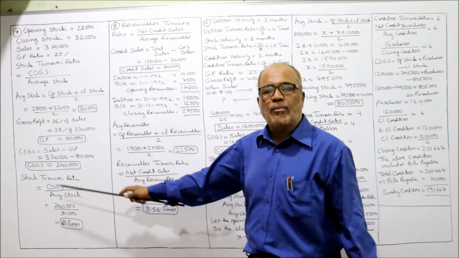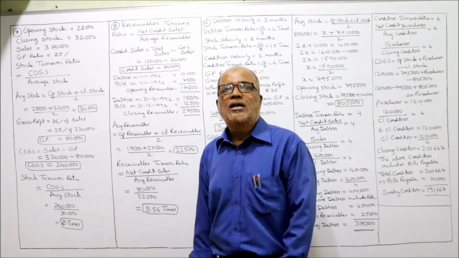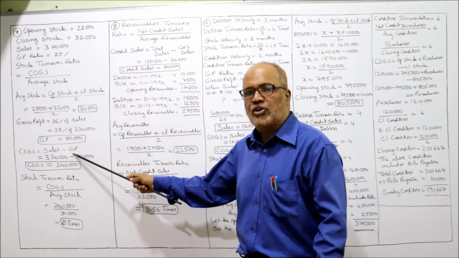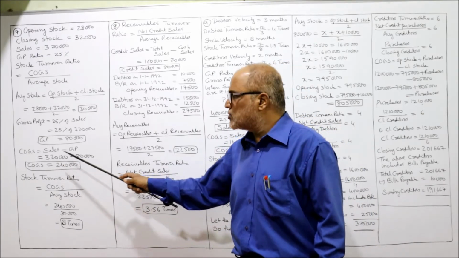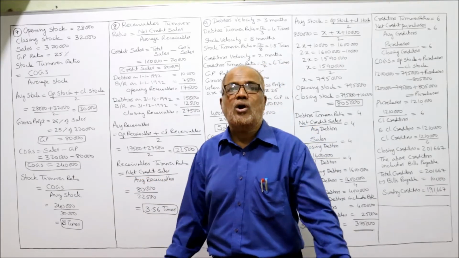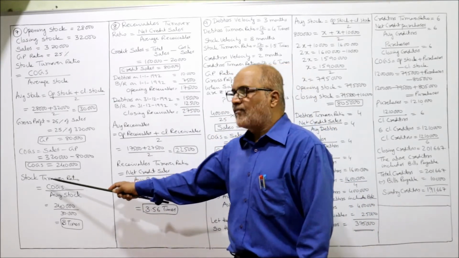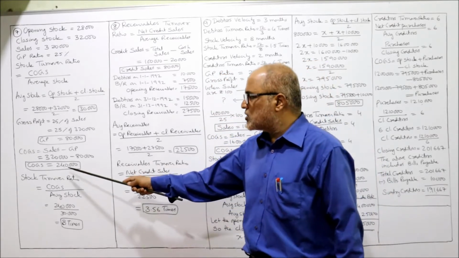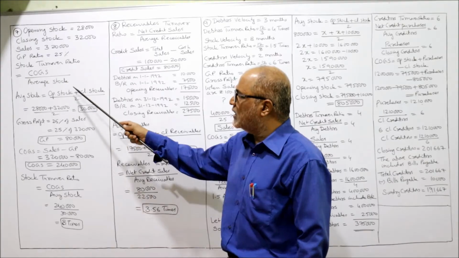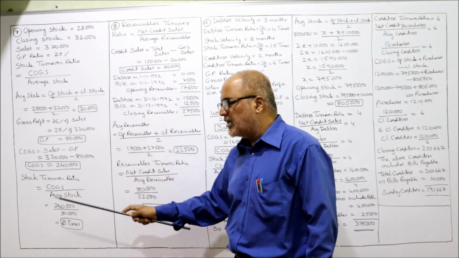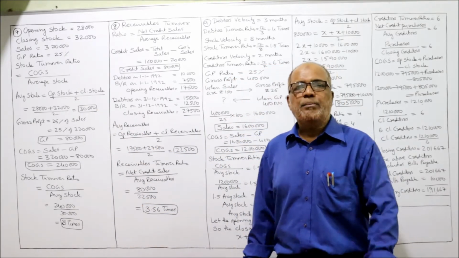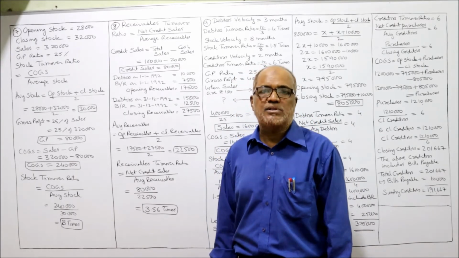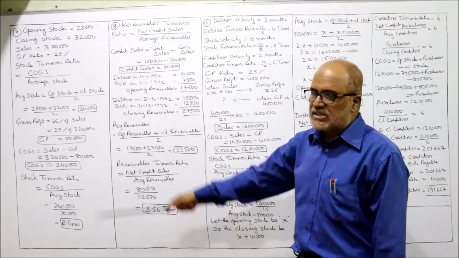Now the COGS formula, which we already applied in the previous problem: COGS, cost of goods sold, is equal to sales minus gross profit. So sales 3,20,000, GP 80,000, 2,40,000 is the cost of goods sold. Now we can find out stock turnover ratio, COGS by average stock. COGS 2,40,000, average stock 30,000. So 2,40,000 divided by 30,000, 8 times. That means in 1 year, stock is converted into sales 8 times. That's it. So this is the end of the 7th problem.